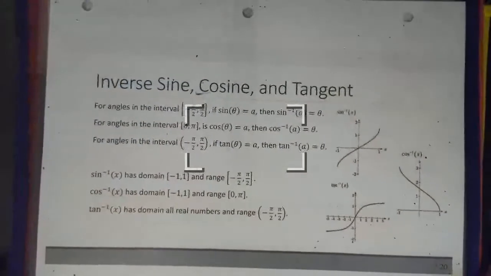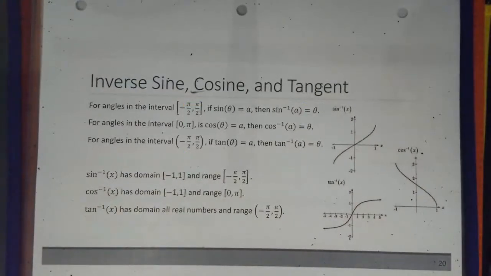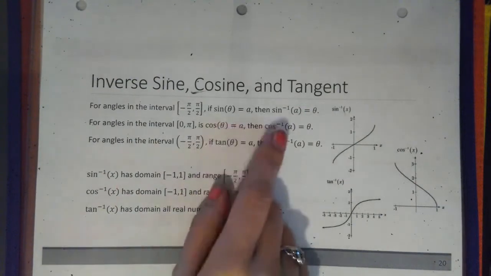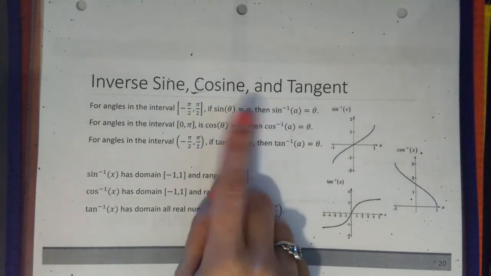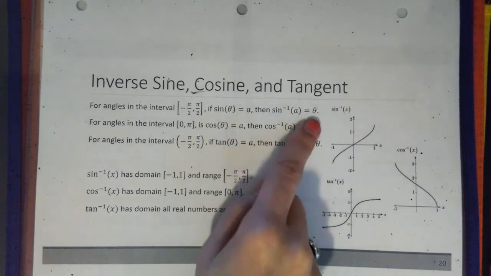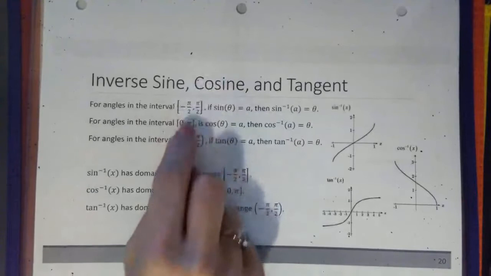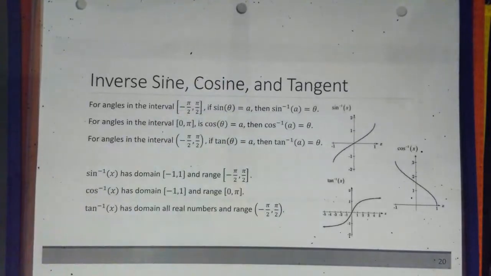So let's try to break this down as much as we can. For angles in the interval negative pi over 2 to positive pi over 2 inclusive, if the sine of theta equals a, then the inverse sine of a equals theta. So what that does is it undoes what we did before. What was our input is now our output. What was our output is now our input. And you can see here that this is our restricted domain.